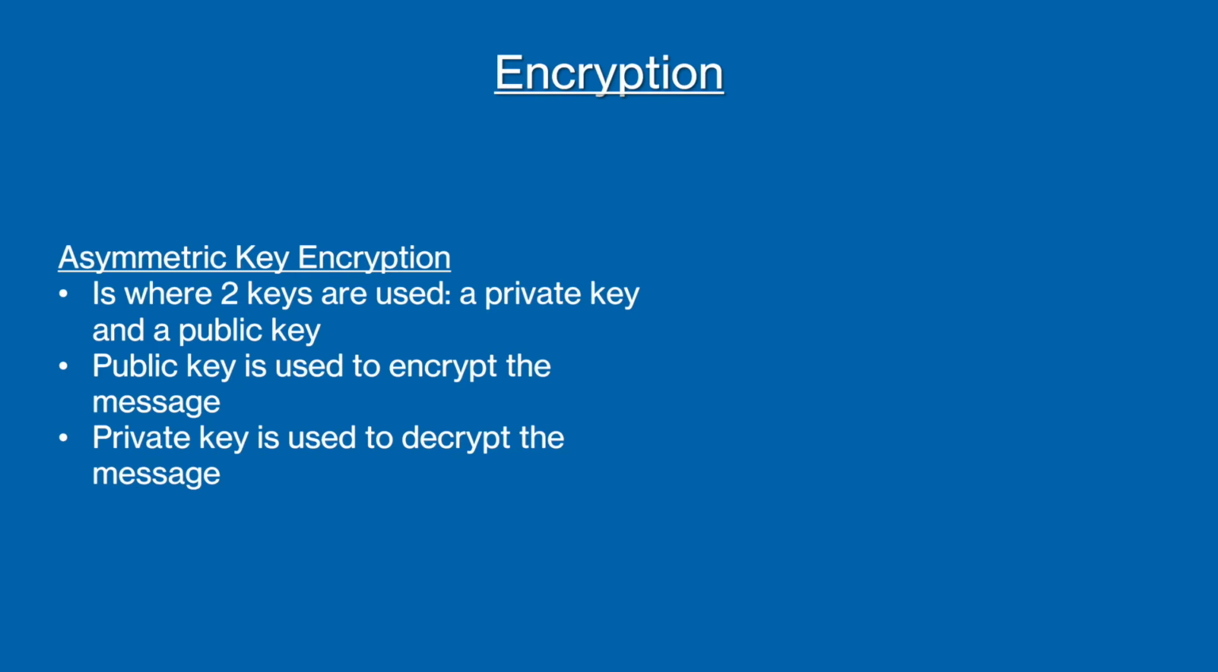The second type of encryption is called asymmetric encryption, and this is where 2 keys are used, a public key and a private key. The public key is used to encrypt the message, whereas the private key is used to decrypt the message. It is also quite useful to note that these 2 keys are different but complement each other.